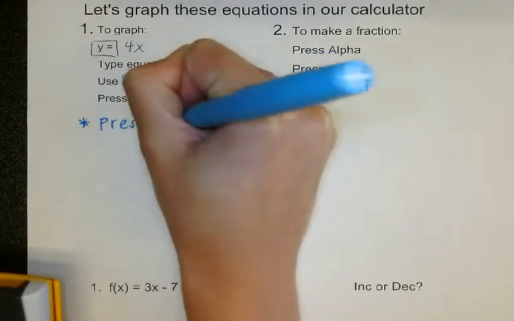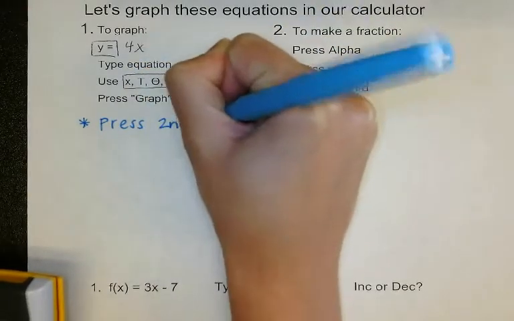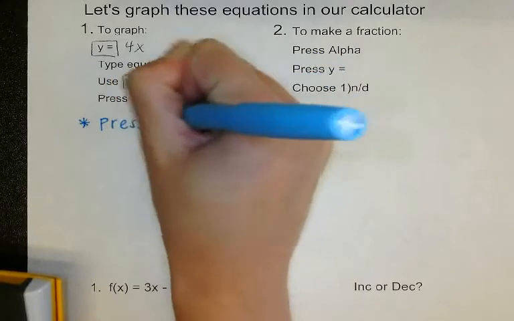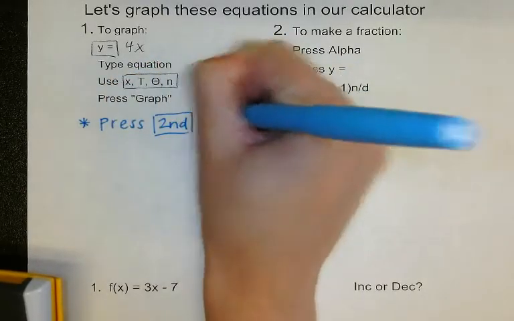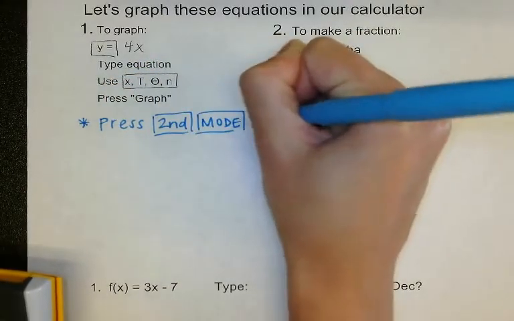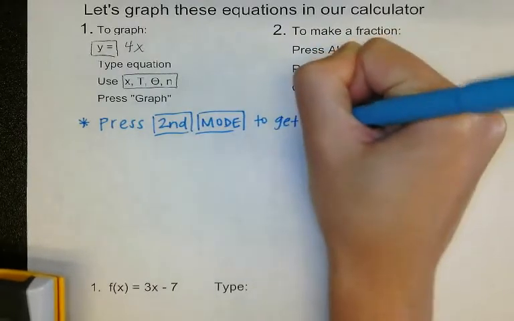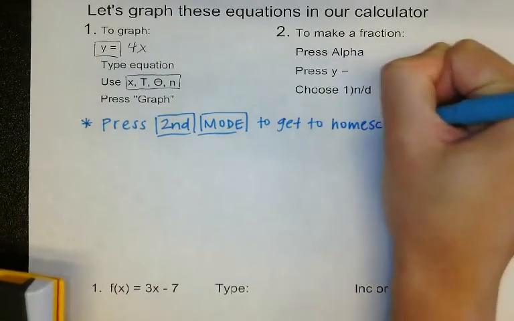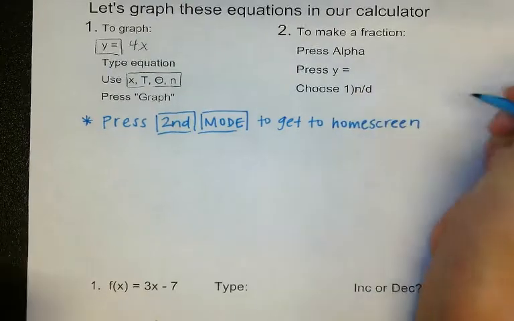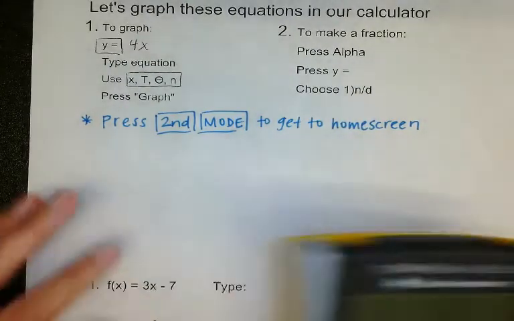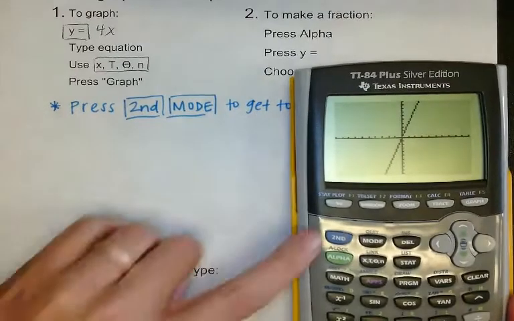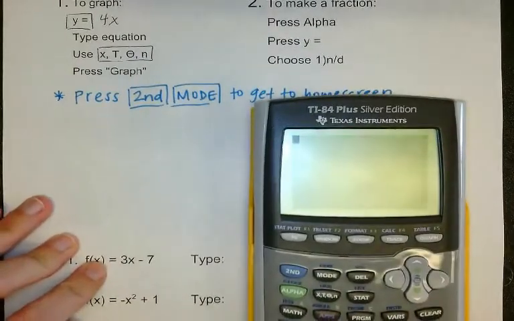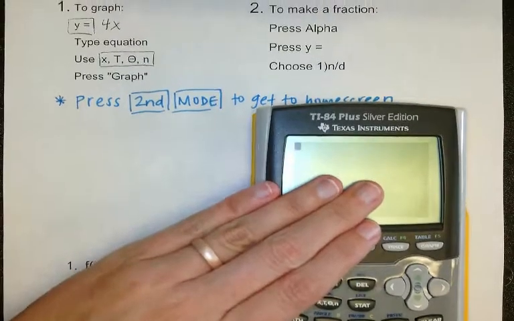We're going to press second and then mode. Both of those are buttons. They're right next to each other, to get back to the home screen. Sometimes I see students just click randomly until they get there, and that's frustrating. And I don't want you to be frustrated. So second mode. Awesome. Back to the clear home screen where I can do all my calculations.